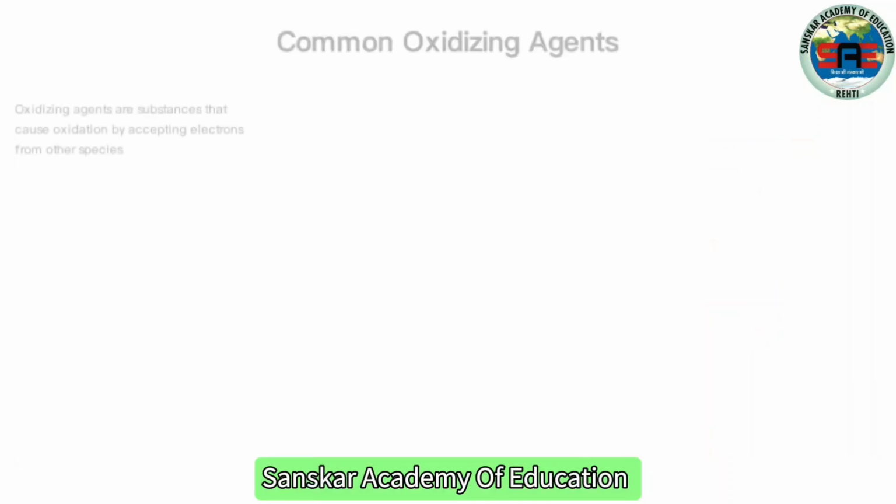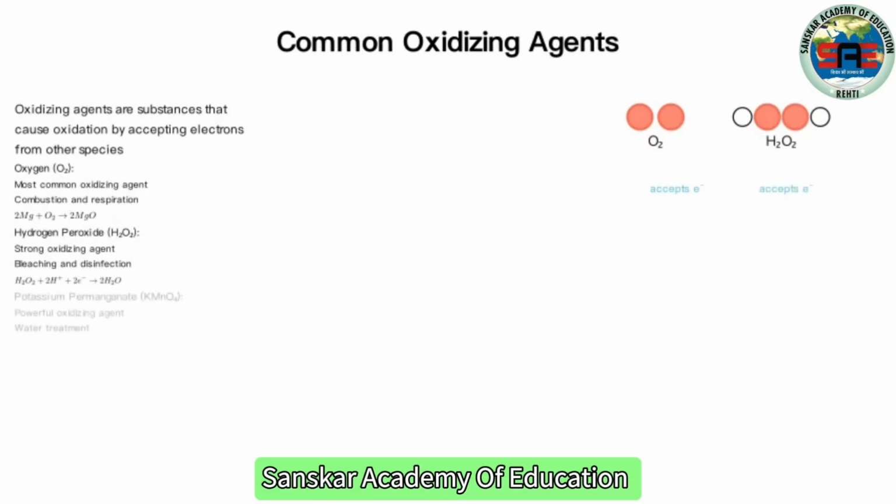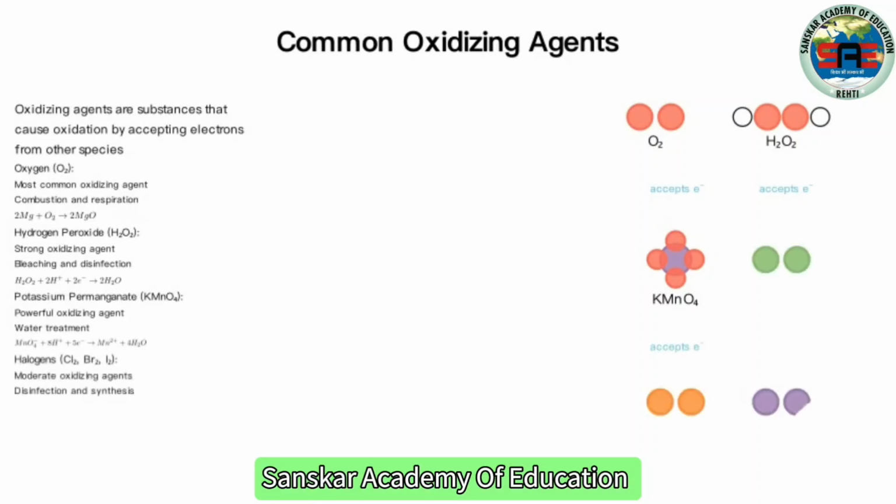Common oxidizing agents are substances that readily accept electrons from other species, causing them to be oxidized. Oxygen is the most familiar oxidizing agent, essential for combustion and cellular respiration. Hydrogen peroxide is a powerful oxidizing agent used in bleaching and disinfection due to its ability to break down into water and oxygen. Potassium permanganate is an extremely strong oxidizing agent, recognizable by its deep purple color, commonly used in water treatment and analytical chemistry.